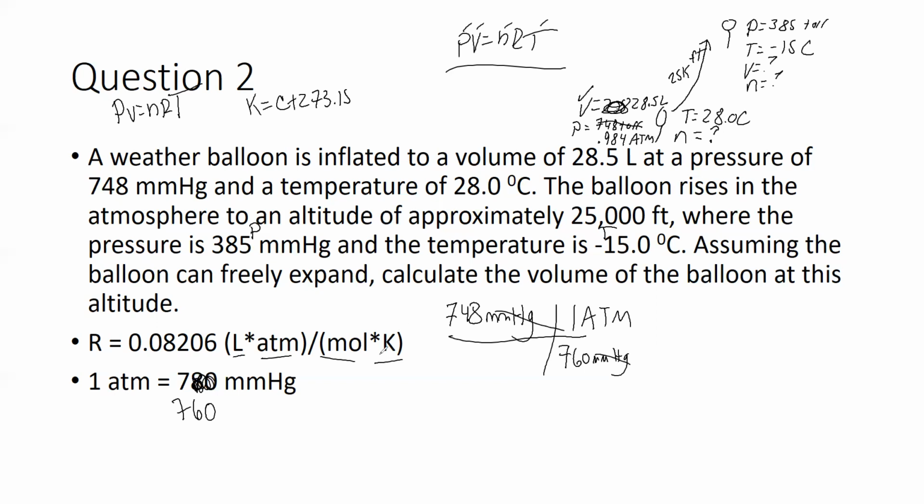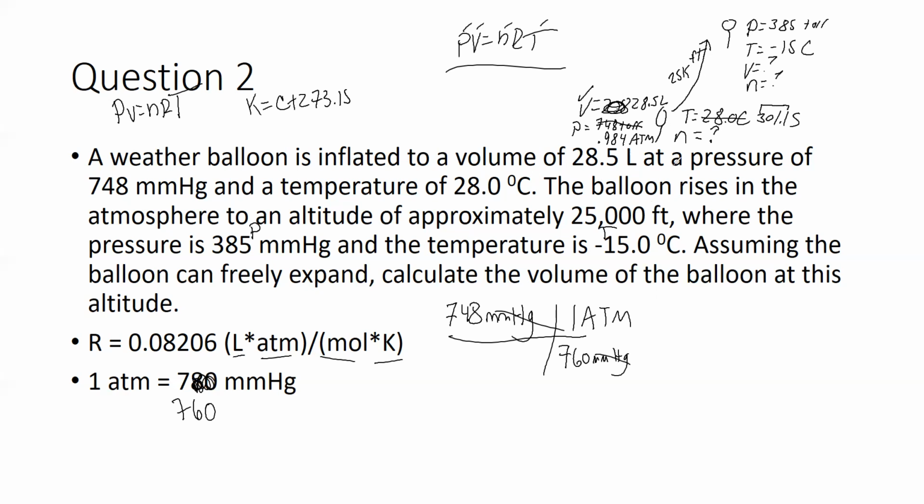Temperatures in C need to be in K. So 273 plus 28 is 301.15. And only 4 digits are significant because we're doing adding and subtraction.